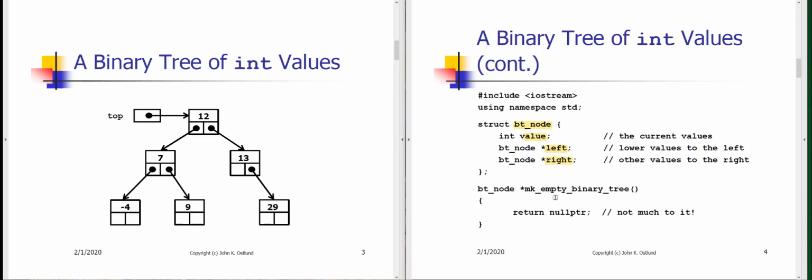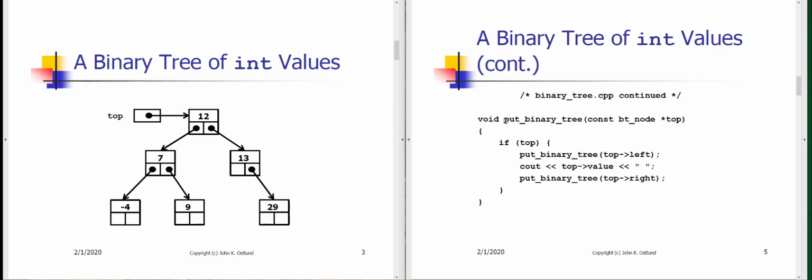Our function for creating an empty binary tree, makeEmptyBinaryTree, simply returns a null pointer. So that's pretty straightforward. We could create more make-binary-tree functions that, for example, built a binary search tree from an array of integers or what have you.